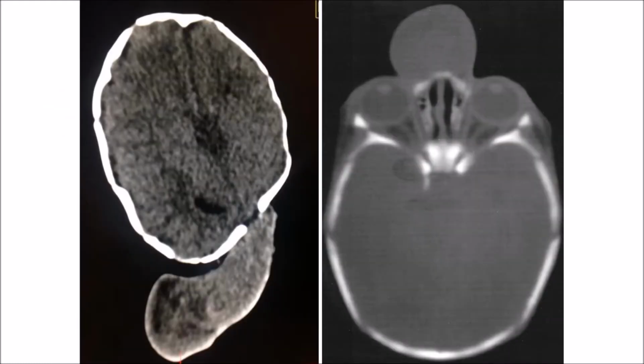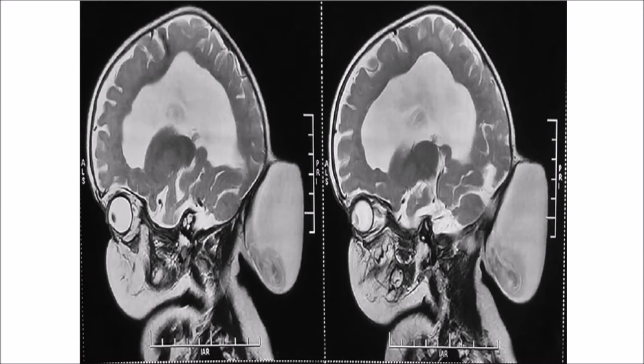Here you can see the CT scan of the encephalocele. The neural tissue and the meninges are all protruding out from the skull, and this is the MRI. Here you can see the meninges, and the fluid-filled cavity is also outside the skull. So this is occipital encephalocele. These are to be differentiated from the spina bifida of the cervical spine.